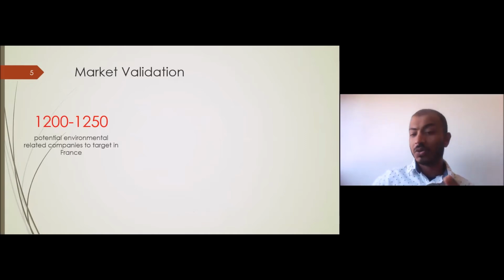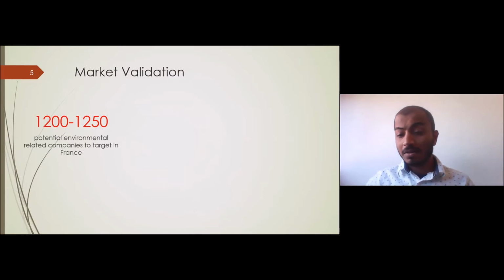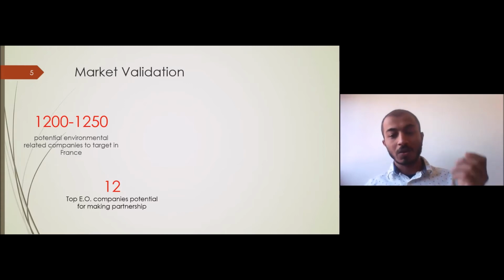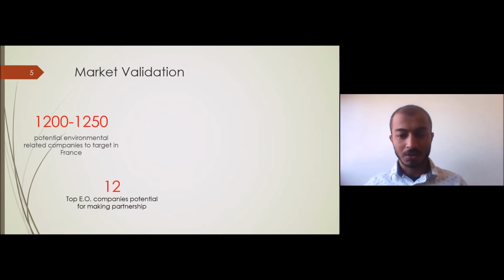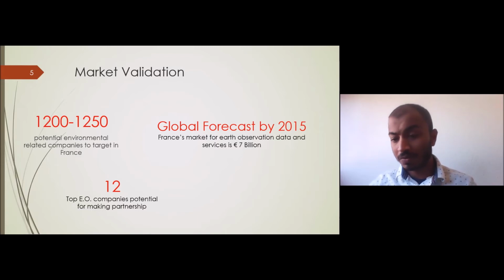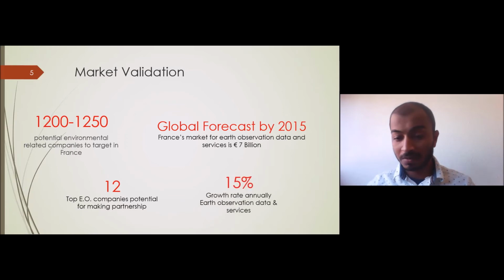So what we did in further research is start doing market validation. We found out that there are 1200 to 1250 companies just in France who work in the environmental sector. Out of that, we also found that there are 12 top companies who are masters in earth observation, acquisition and processing of data. We are trying to collaborate and make a partnership with them, so they will be our key partners. During this research we also found that the French market is booming in the area of earth observation, which has come up to 7 billion by 2015, and it has a growth rate of almost 15% annually. So it's a really promising market.